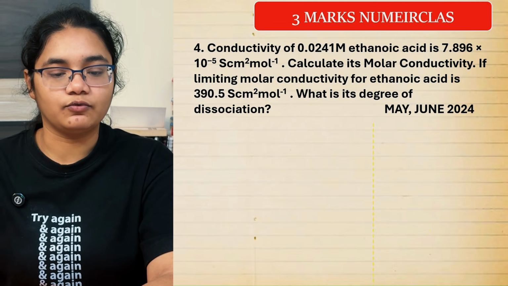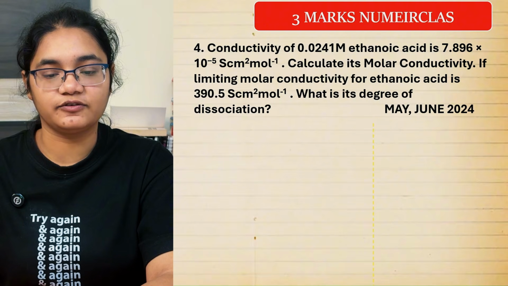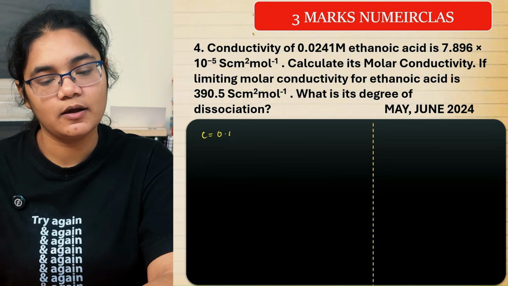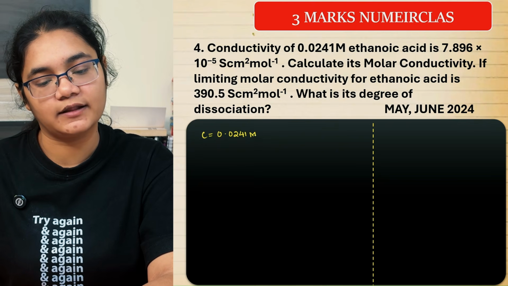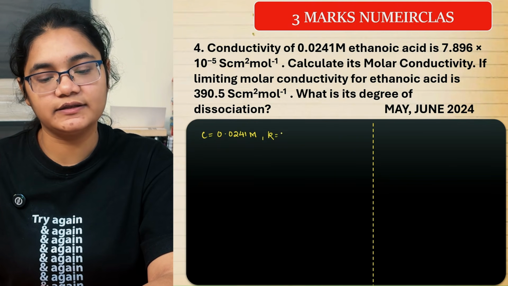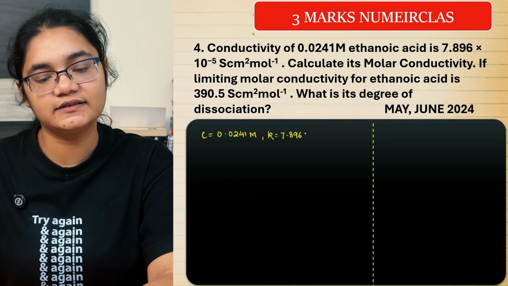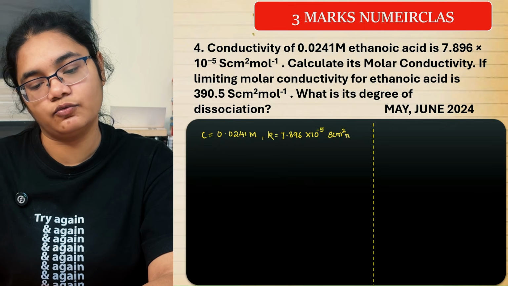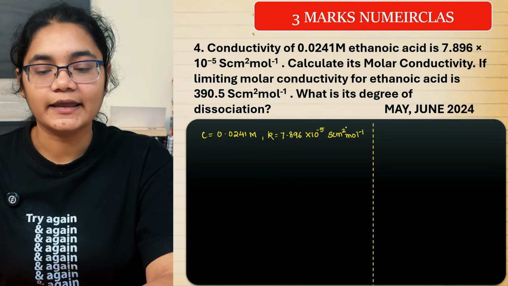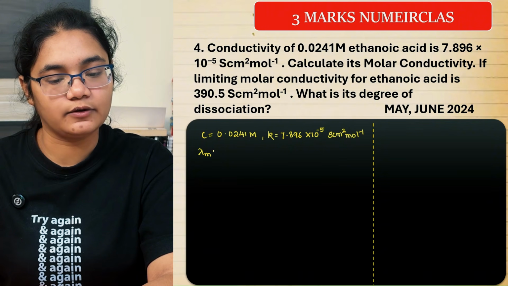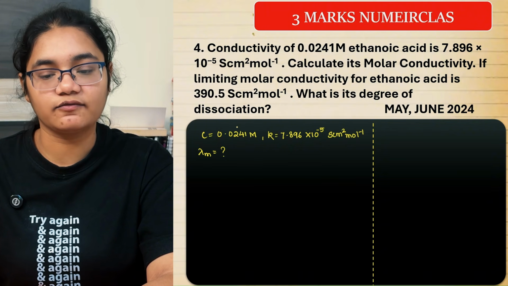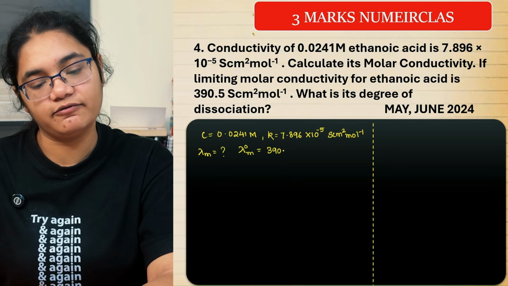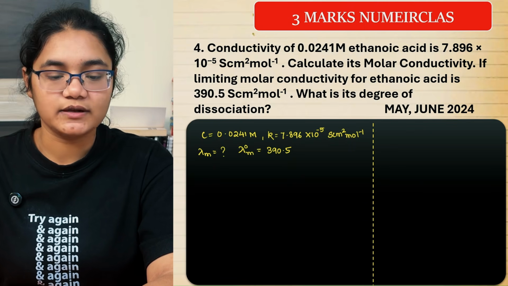Now coming to question number 4 here, the conductivity of 0.0241 M ethanoic acid. So let us write the concentration, that is 0.0241 M ethanoic acid, the kappa value is 7.896 into 10 to the power of minus 5 S centimeter square mole inverse. Calculate the molar conductivity if the limiting molar conductivity of ethanoic acid is 390.5. Okay, what is the degree of dissociation?